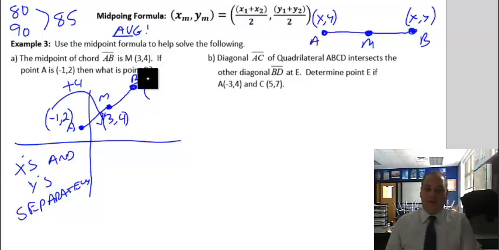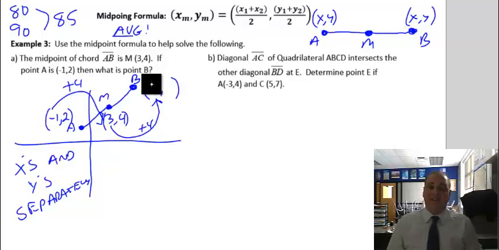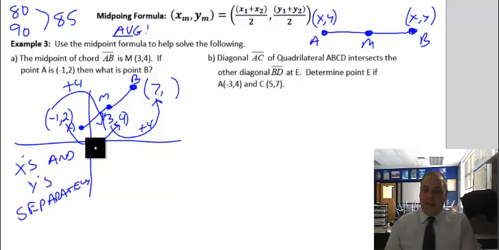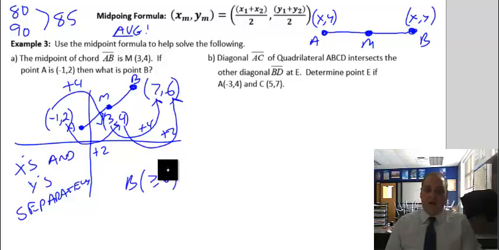So I'm trying to find out what B is. So I go from 3 to here. I have to add 4. Again, I added 4 from negative 1 to 3. So I got to add 4 from 3, and I should be at 7. And then for the y's, it went from 2 to 4. So I added 2. So from 4 to here, I need to add 2 again. So 4 plus 2 is 6. So I know that my point B must be 7, 6, because I just did the same thing from A to M as I did from M to B. That makes M the midpoint. So I didn't even use the midpoint formula there.